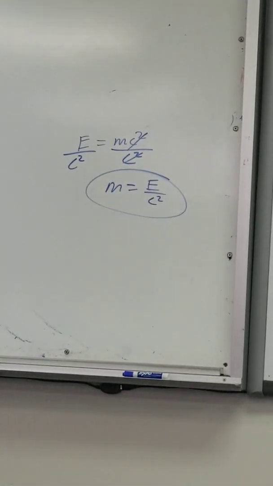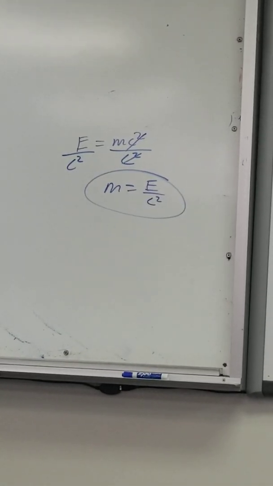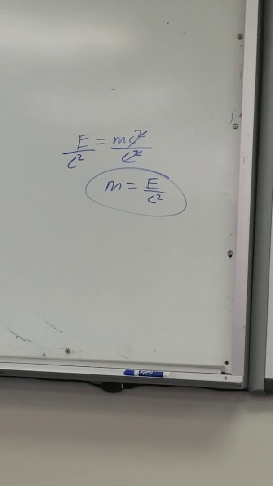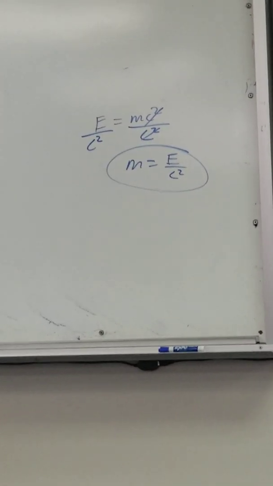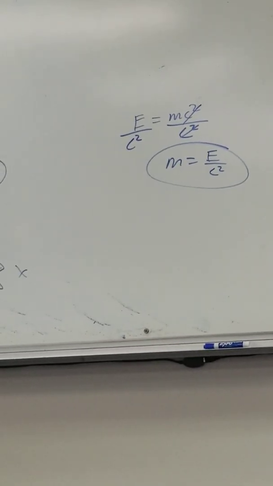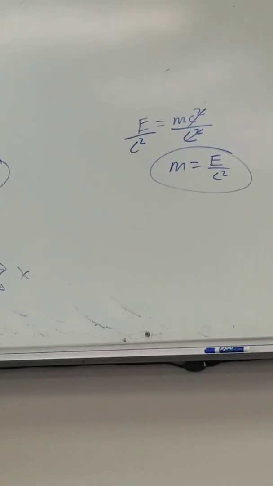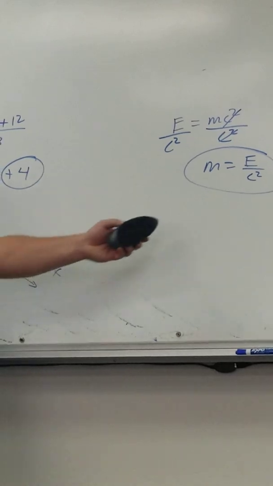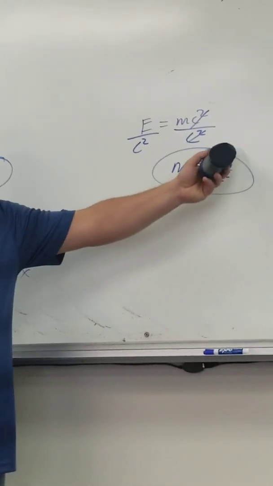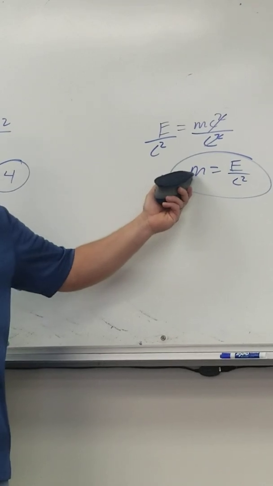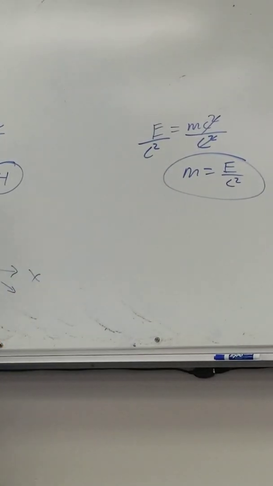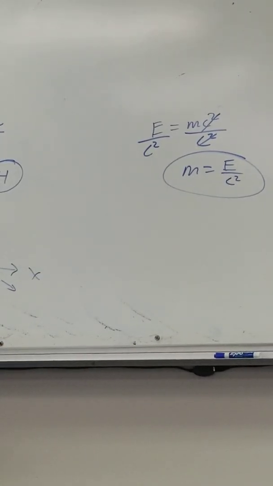Now I can figure out the mass if I know the energy, and I don't know what the C stands for, but did you find that out? Speed of light. All right. Well, there you go. So if I know the speed of light, which is a constant by the way, and you know how much energy was expended, then you're going to be able to find the mass because I solved for M.